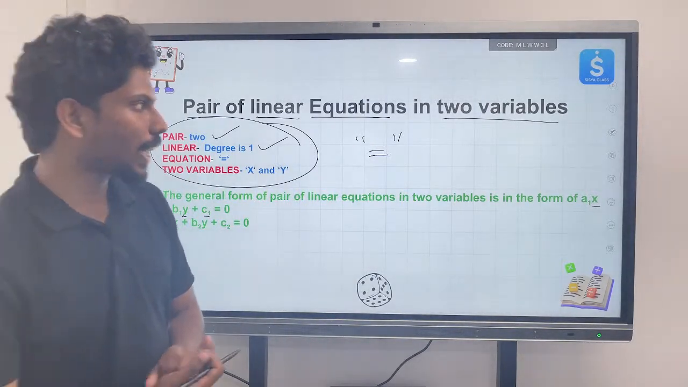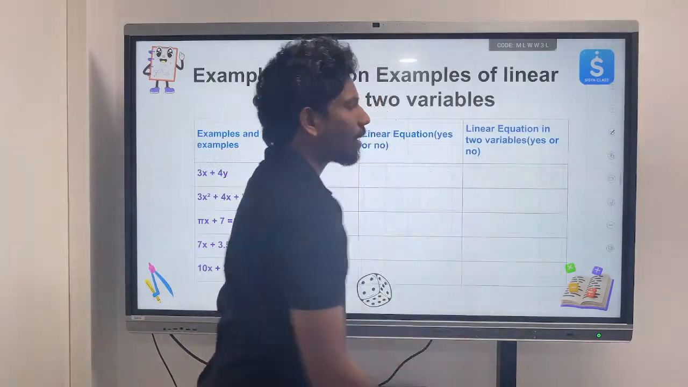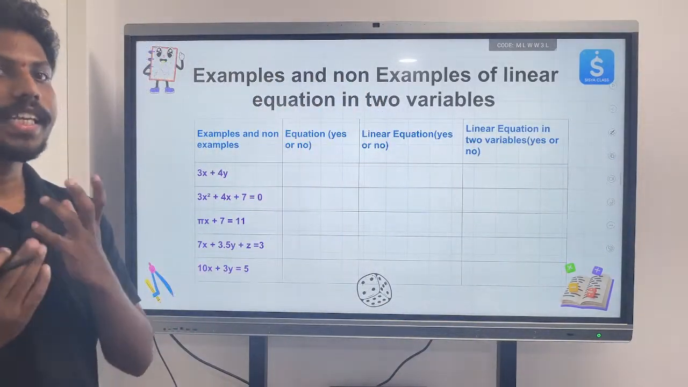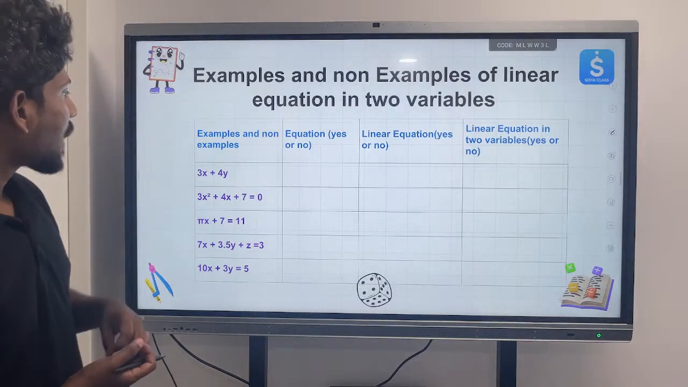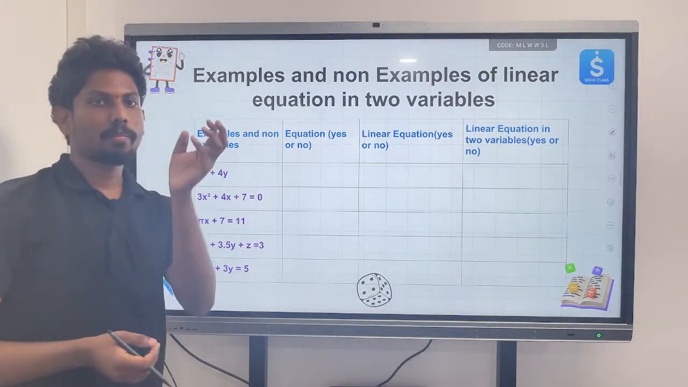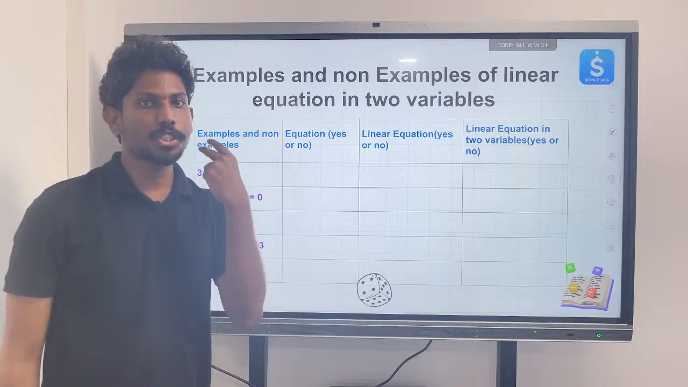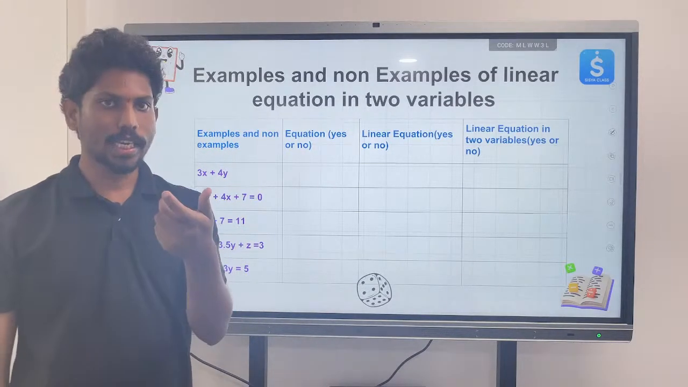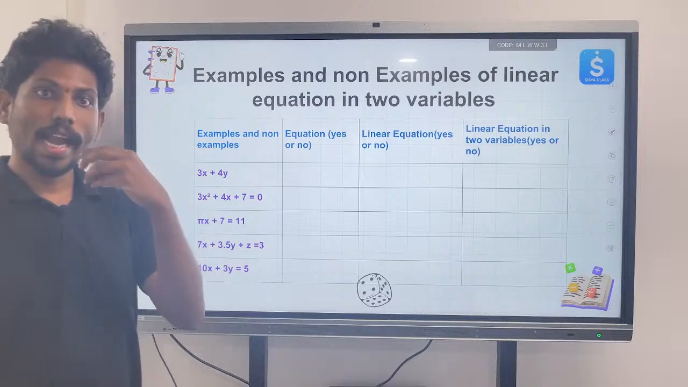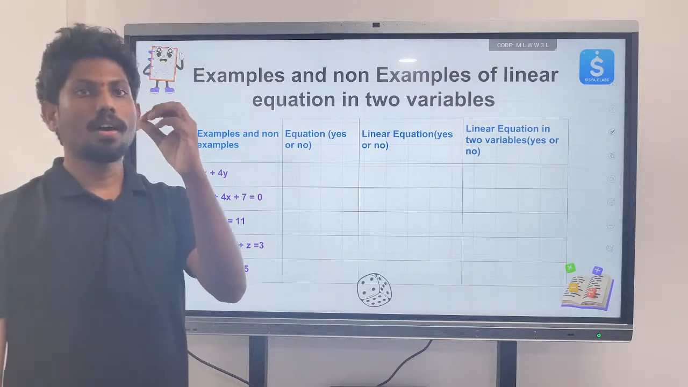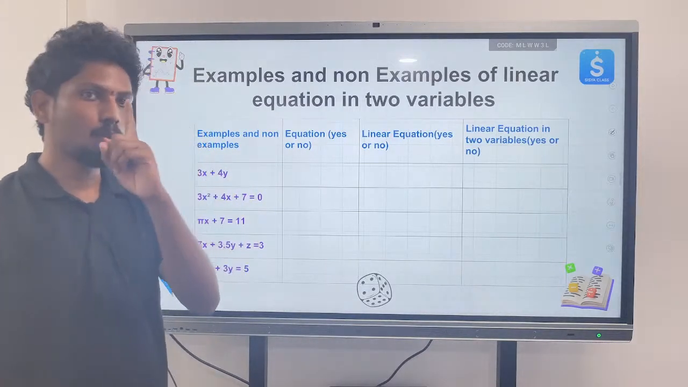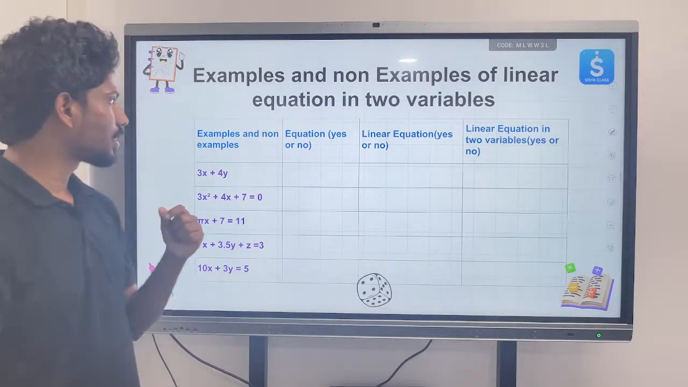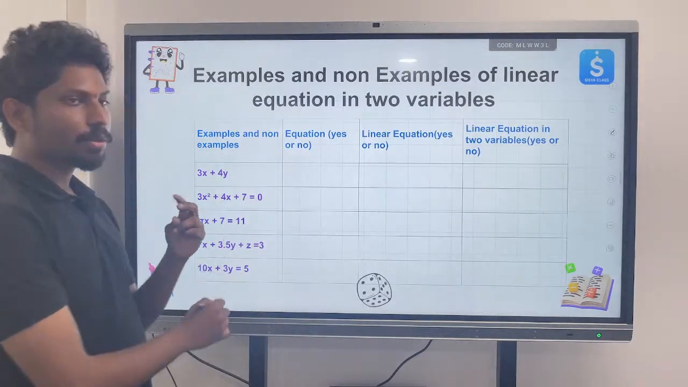Okay, now let's try to understand it with some examples and non-examples. Let's understand what is meant by a linear equation first. As I said, a linear equation in two variables should have two variables. It should have an equality sign, right? And the highest exponent should be 1. So keeping all this in mind, let's try to understand what a linear equation in two variable is.